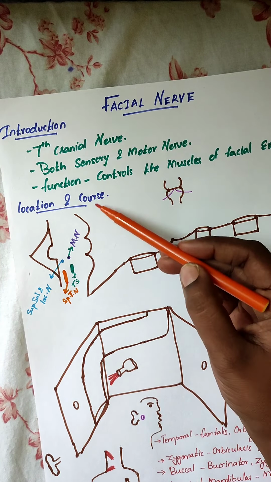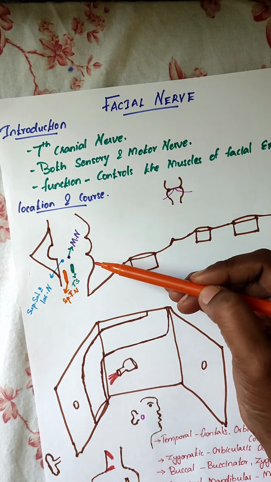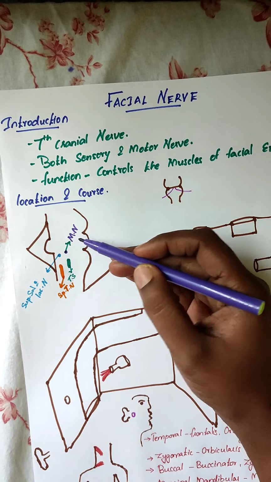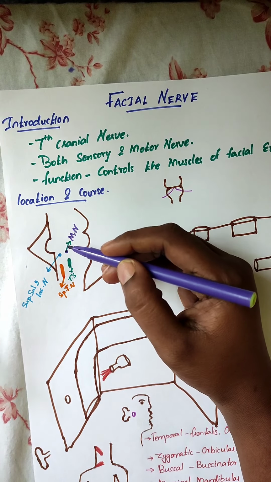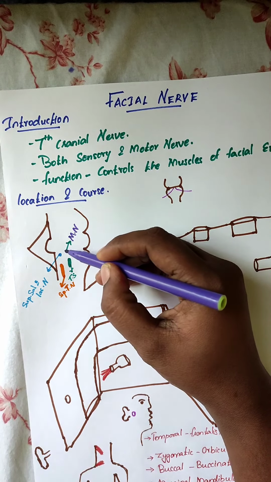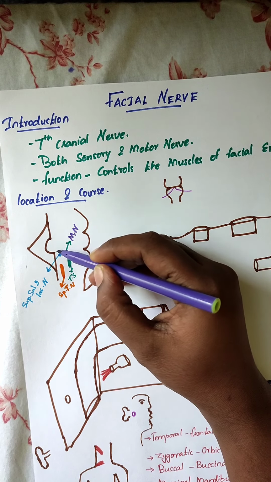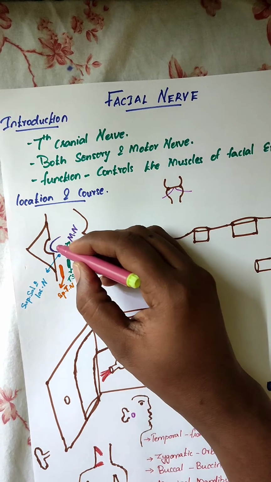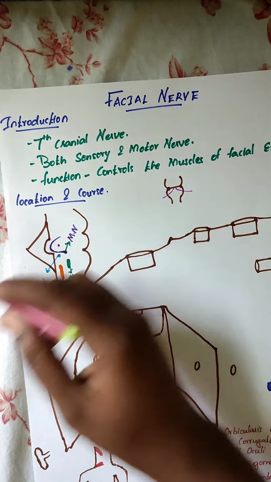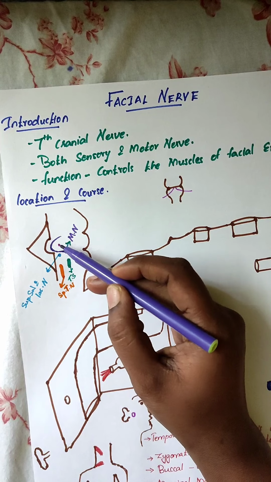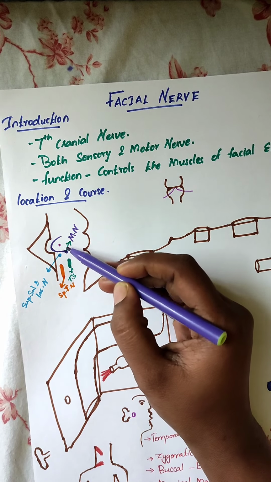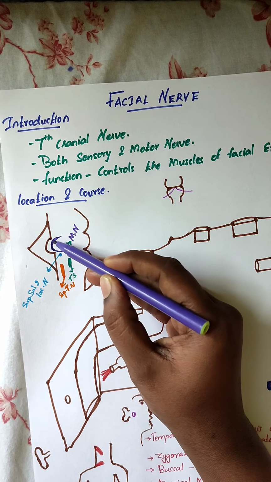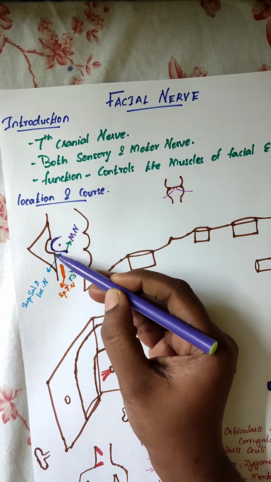Next, coming to the course of the facial nerve in the cranial cavity. First, about the motor nerve. This motor nerve runs posteriorly, and it winds around the abducens nerve nucleus. Here comes the abducens nerve nucleus. This motor facial nerve winds around the abducens nerve, and it forms an elevation in the floor of the fourth ventricle.